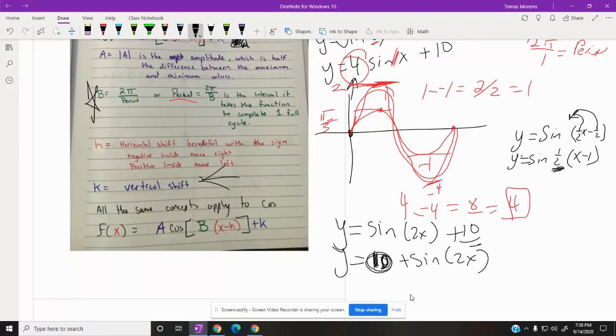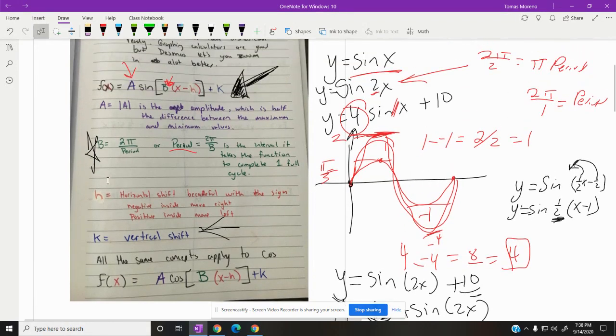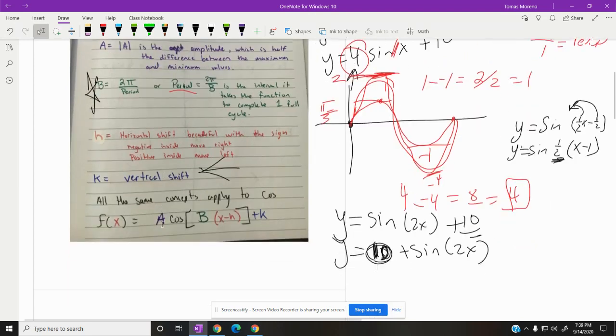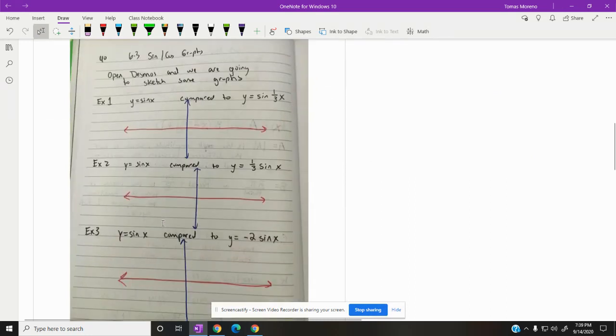I'm doing this. Okay. So now the same concepts of the A, the B, the H, the K apply to cosine. The cosine is just the graph starts at a different point, right? But the A, the amplitude, same concept. Period, same concept. Shifting left and right, same concept. Vertical shift, same concept. So, here's where we're going to use Desmos.